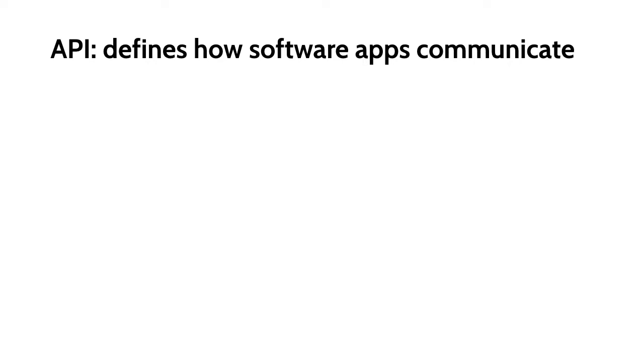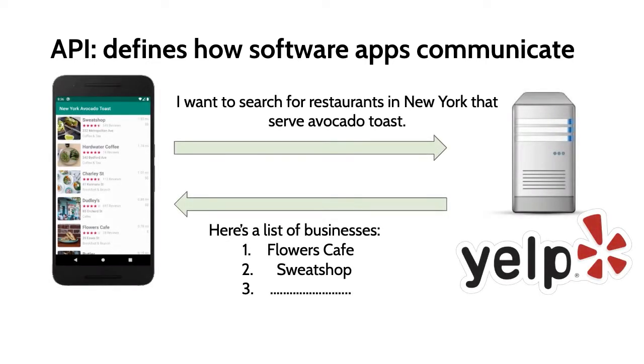API stands for Application Programming Interface, and it defines how software apps communicate with each other. So in this case, Yelp is providing an API to us, and we're considered the client of the API in order to access data. The mobile app that we're building is considered a client, and we're making a request to the Yelp server. We're asking, I want to search for restaurants in New York that serve avocado toast.